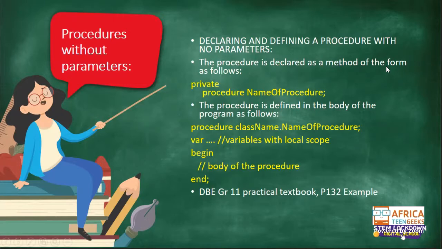Now we are mostly using forms still in grade 11. That's why I placed that there. So a procedure is declared as a method of the form as follows. So simply you go to the private section. Now you must have seen the private and the public section. And typically in grade 11, we would enter our procedures, or declare our procedures, in the private section.